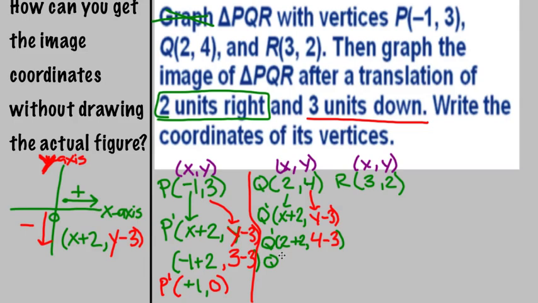Q prime would equal 4. 2 plus 2 is 4. And 4 minus 3 is 1. So the new image here would be 4, 1. That's the new vertex here.